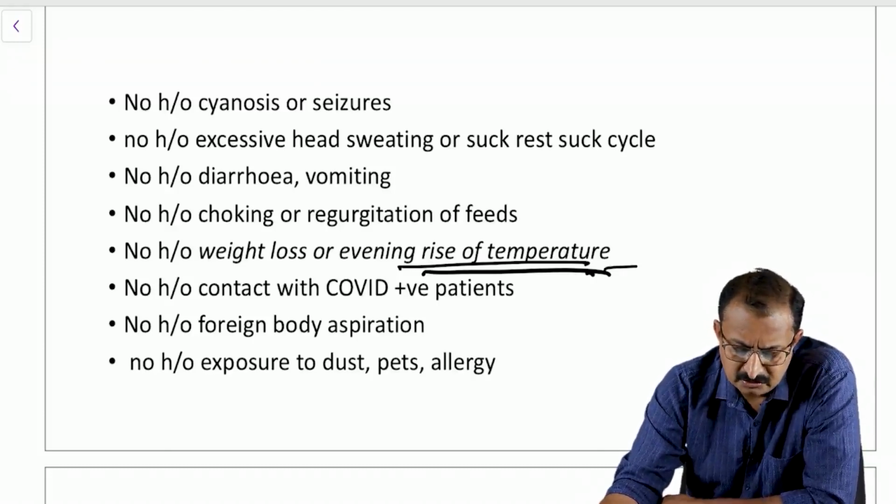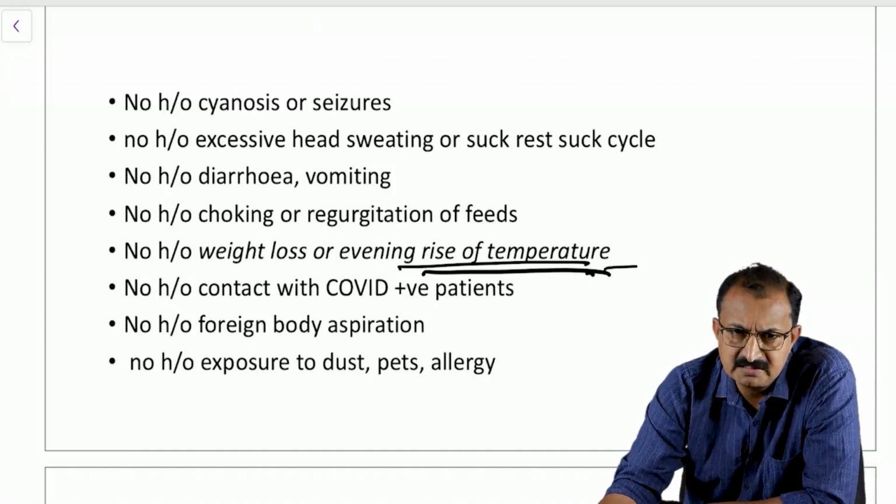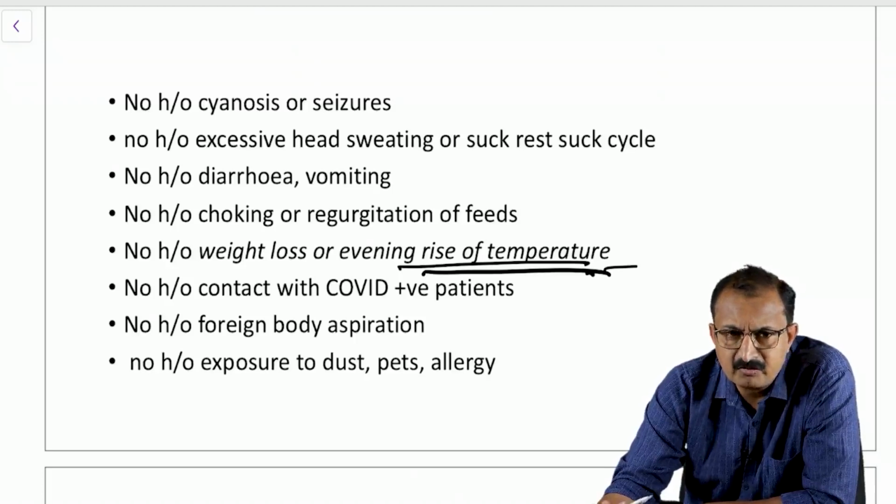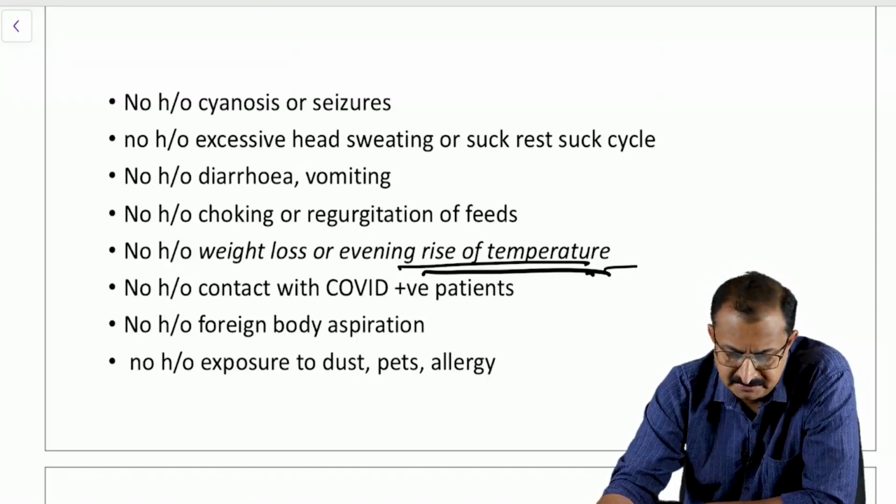No history of contact with COVID positive patients, so in this scenario that history is important. No history of foreign body aspiration. Foreign body aspiration can cause various types of respiratory manifestations, especially recurrent respiratory symptoms.